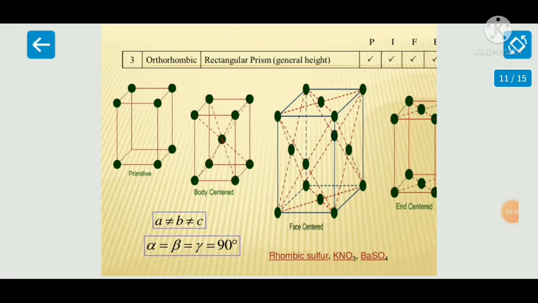The third one is orthorhombic, a rectangular prism of general heights. First, see the primitive simple structure. Another is body centered, another is face centered, and the end centered. See the atoms at the corners, and at the body center, face center, and end center. A is not equal to B is not equal to C, and alpha, beta, gamma is equal to 90-degree angle. So this is orthorhombic, the rectangular prism of general heights. An example is potassium nitrate. Another one is barium sulfate.